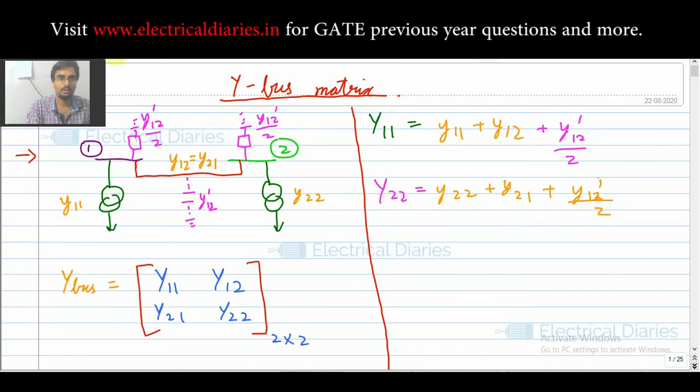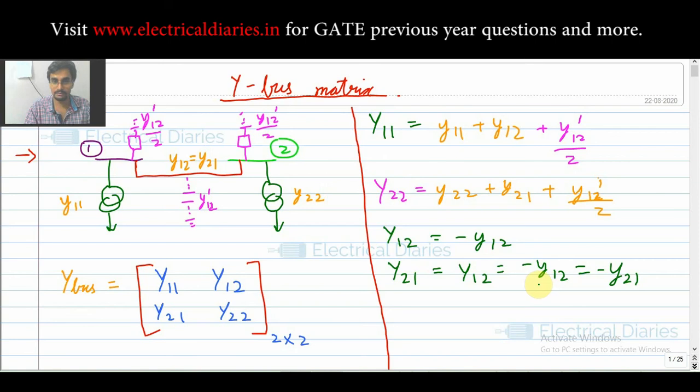Now there is one more thing, that is y12. Now what will be y12? See, y12 will be minus y12, and your y21 will be equal to y12, which will be equal to minus y12, or you can write it down as minus y21.